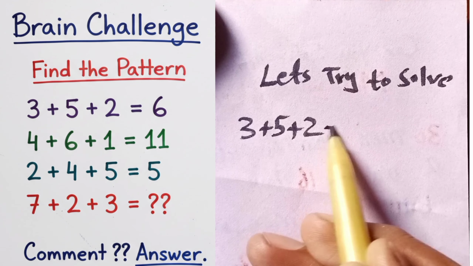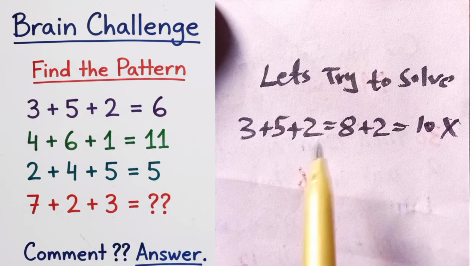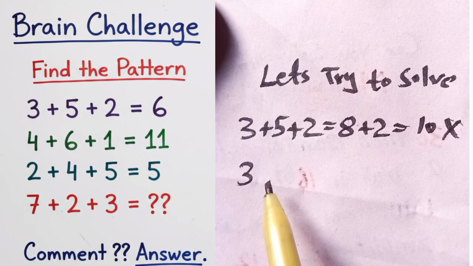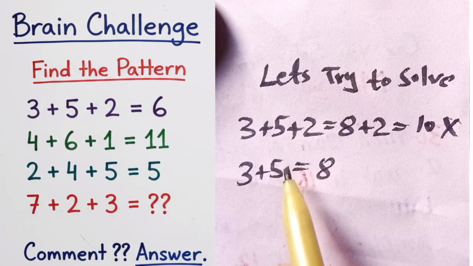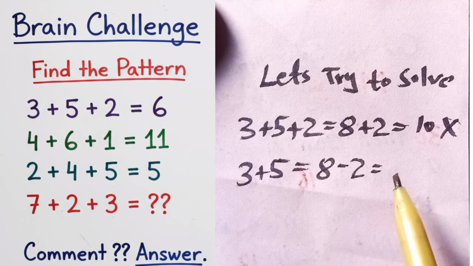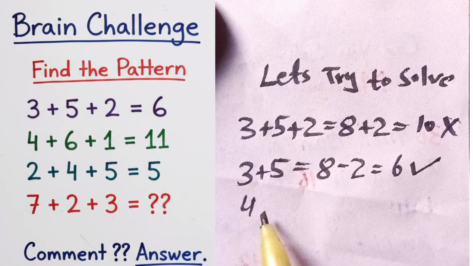In the first equation, 3 plus 5 plus 2 equals 10. That's wrong, so it's not simple addition. Let's try another pattern for the first equation. 3 plus 5 minus 2 equals 6. Wow, that's correct. Now apply the same pattern on the second equation.